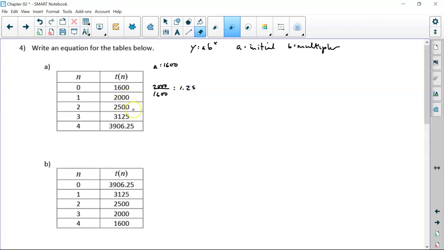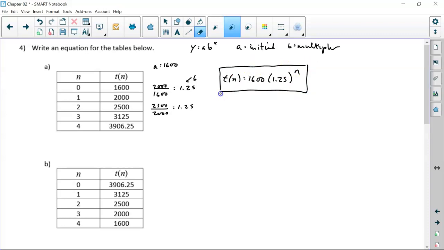Then I can make sure that it's constant. So I can do 2500 divided by 2000, and that gives us 1.25. And you can keep dividing, and you'll see that that multiplier is consistent. It's constant. So B is 1.25. So T of n, the initial, 1,600, times 1.25 to the n. There is our geometric sequence.